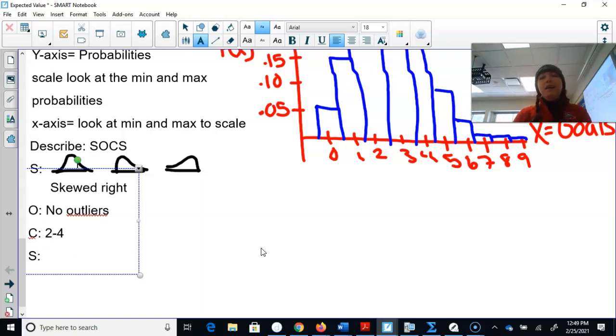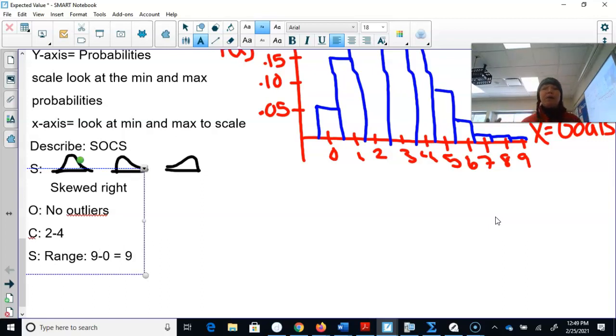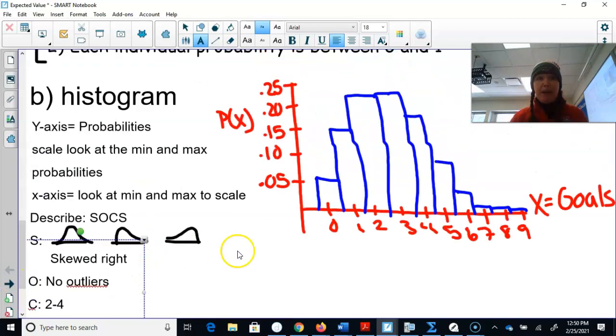And then the spread, right now, just tell me what is the range. That's your max minus your min. So our max minus our min right now would be 9 minus 0, which is equal to 9, okay? Again, for now, that's all you're going to talk about. Eventually, our center is going to be our expected value of the distribution, and our spread will be our standard deviation of the distribution, okay? But that's eventually coming up.